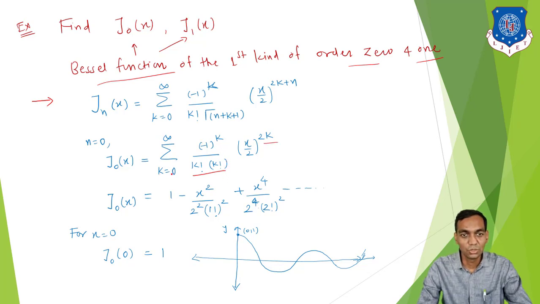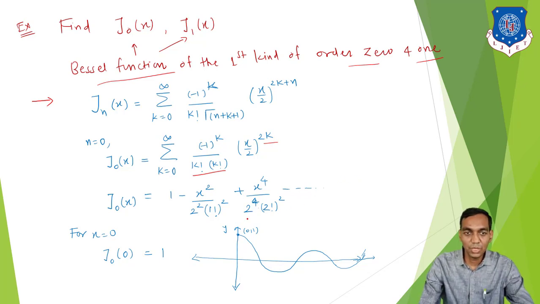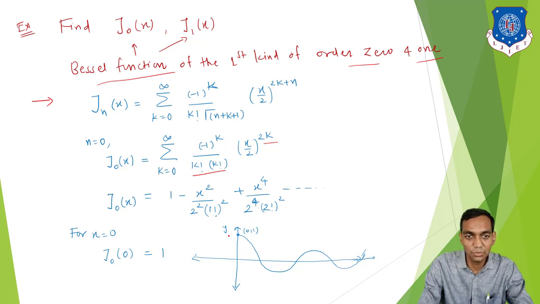Correct? So if you put it in series form, then it will be 1 minus x square by 2 square into 1 factorial whole square plus x raised to 4 by 2 raised to 4 into 2 factorial whole square minus x raised to 6 by 2 raised to 6 into 3 factorial whole square and so on. Correct? And if you put x equal to 0, then you will have J0 of 0 equal to 1. So if you put different values of x, then the graph of J0 x is like this.